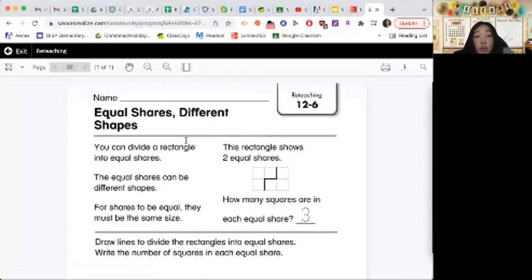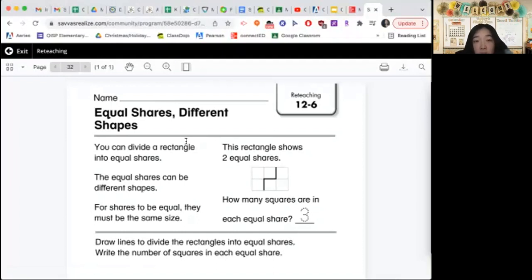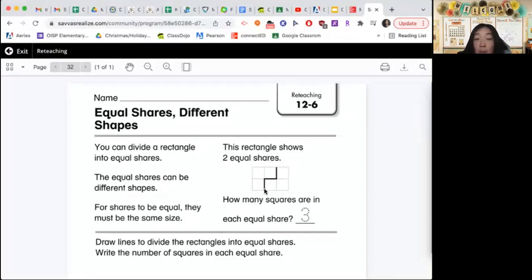Here we go. You can divide a rectangle into equal shares. The equal shares can be different shapes. For shares to be equal, they must be the same size. This rectangle shows 2 equal shares. So even though they don't have the same shape, they look different, they can still be the same size. You could still give the same amount of chocolate to every person.